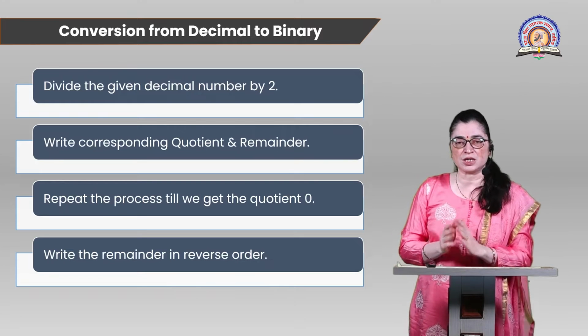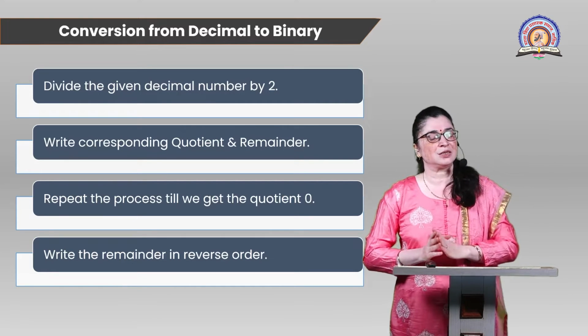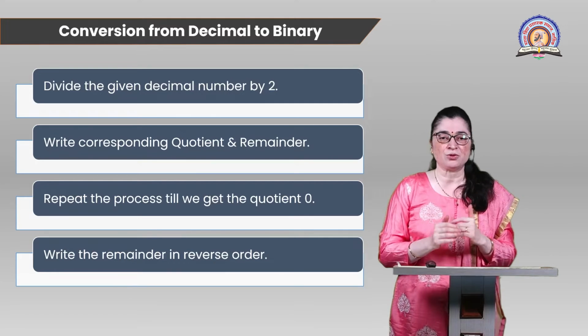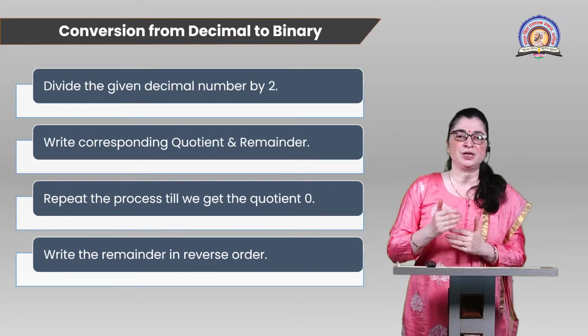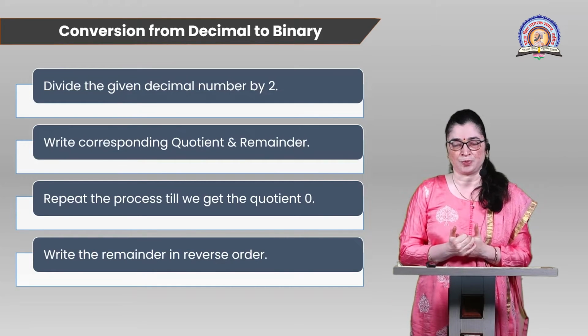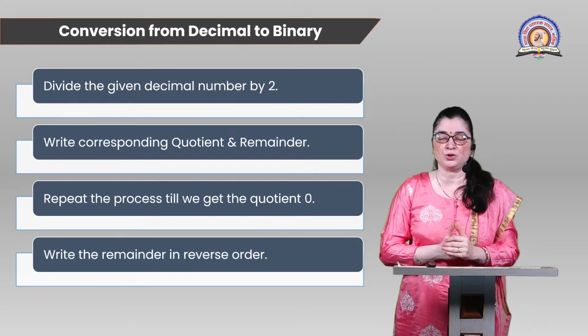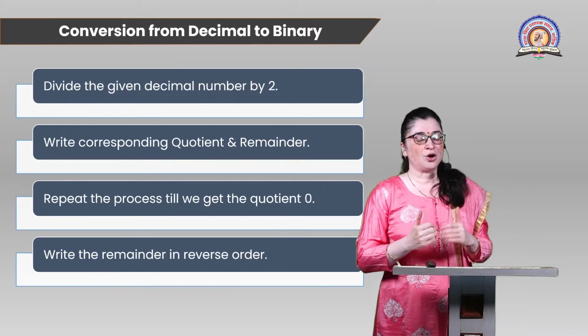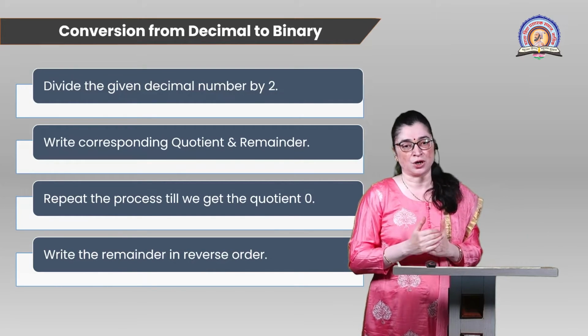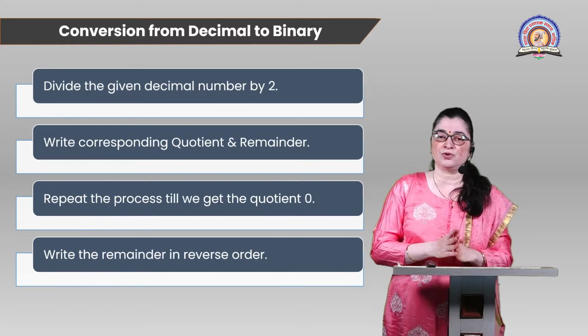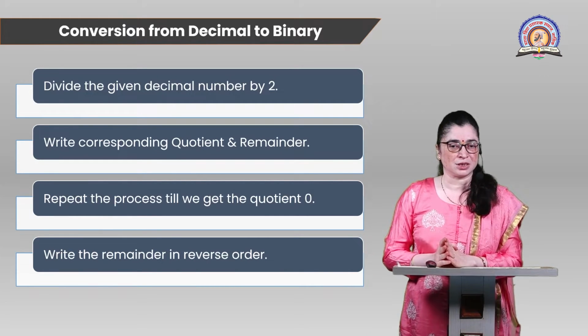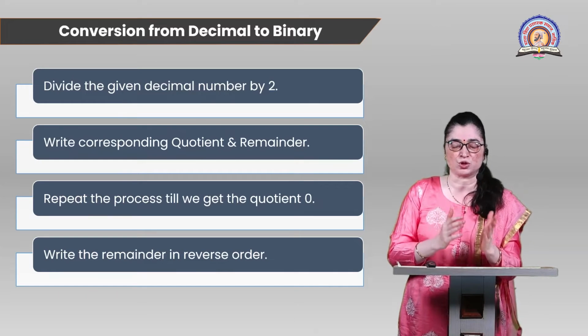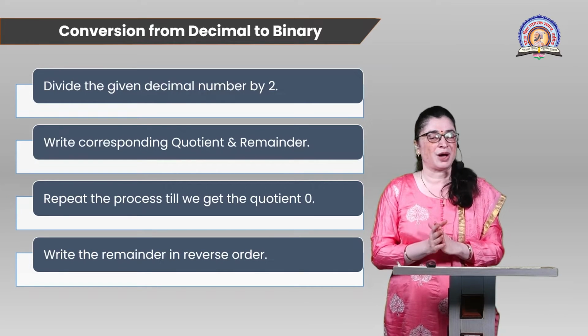Then write down the corresponding quotient as well as remainder. And we have to repeat this process till we get the quotient as 0. And as we get the quotient equal to 0, we have to write all the remainders in a reverse order. Means from bottom to top, we have to write all the numbers. Then we will get the number in the form of ones and zeros, that is binary number.